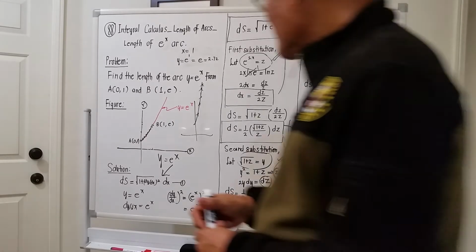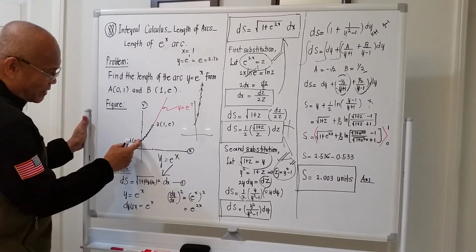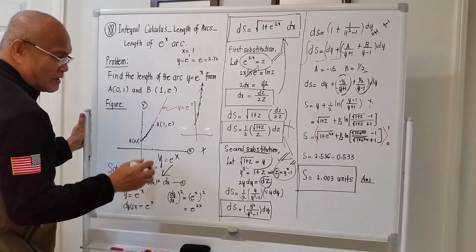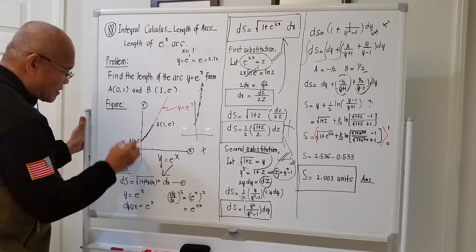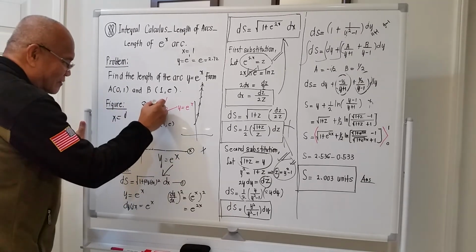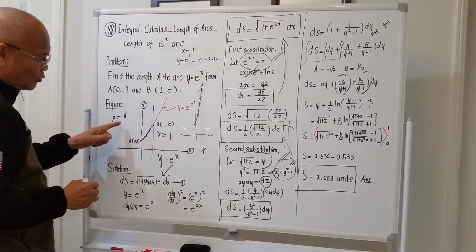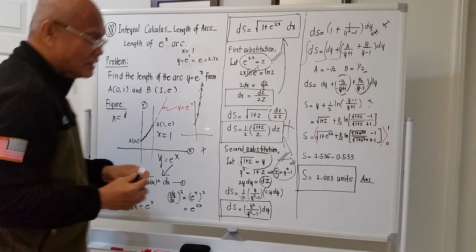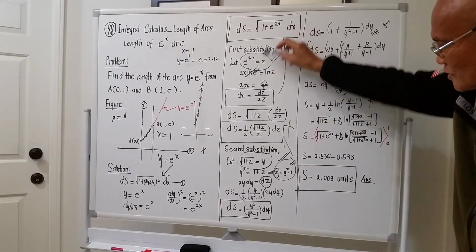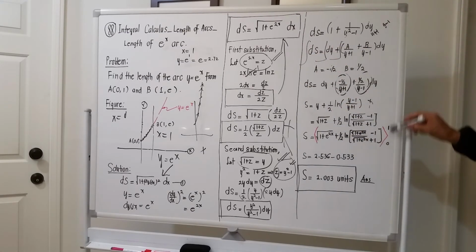The problem is asking for the total length of this curve from points A and B, and we are integrating with respect to x. So our limit will be from x equal to 0 till x equal to 1. The lower limit will be 0, the upper limit will be 1. So this is after the integration, first substitution, second substitution, this is the s in terms of x with the limit from 0 to 1.